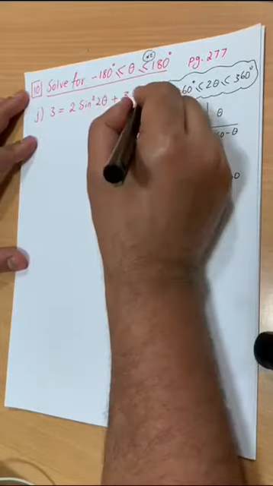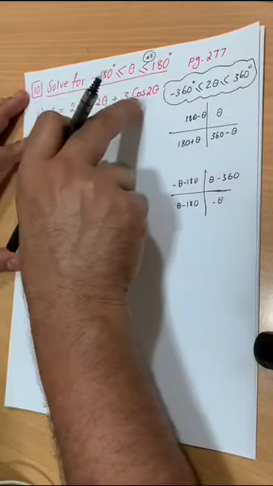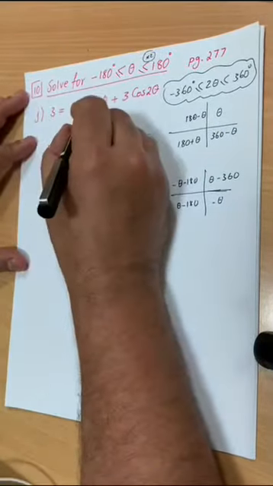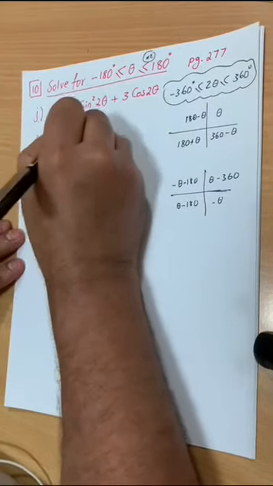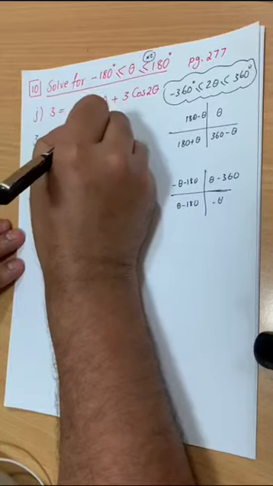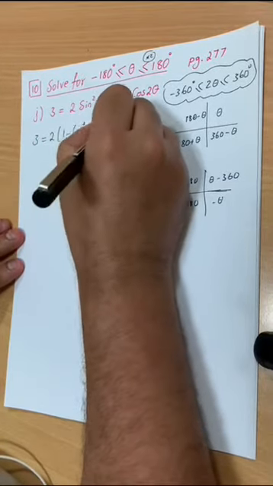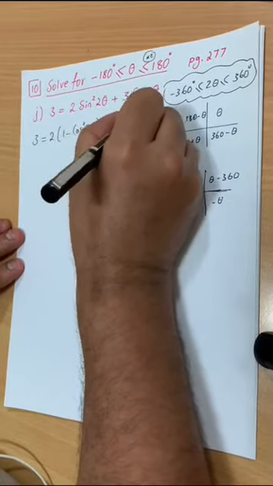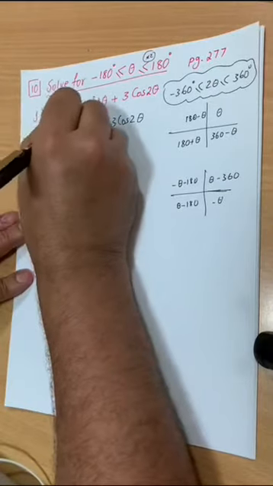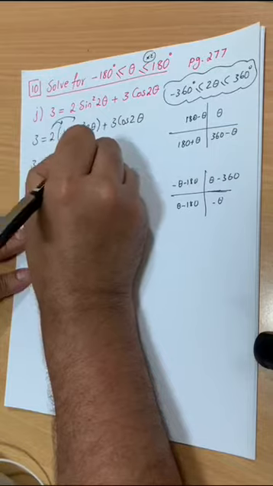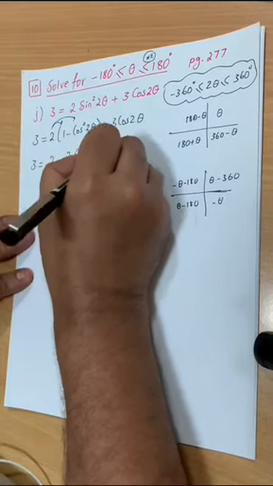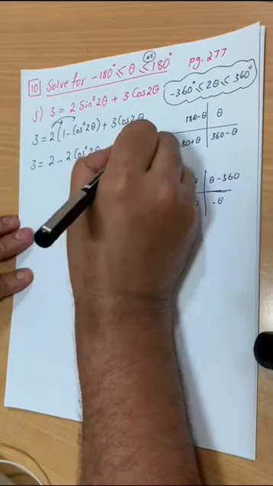Sine squared and cosine, so we have to change sine to be cosine. We couldn't change cosine to be sine because that sine has power of 2. So using Pythagorean, 2 times 1 minus cosine squared of 2 theta plus 3 cosine of 2 theta. Expand the brackets. 3 equals 2 minus 2 cosine squared of 2 theta plus 3 cosine of 2 theta.